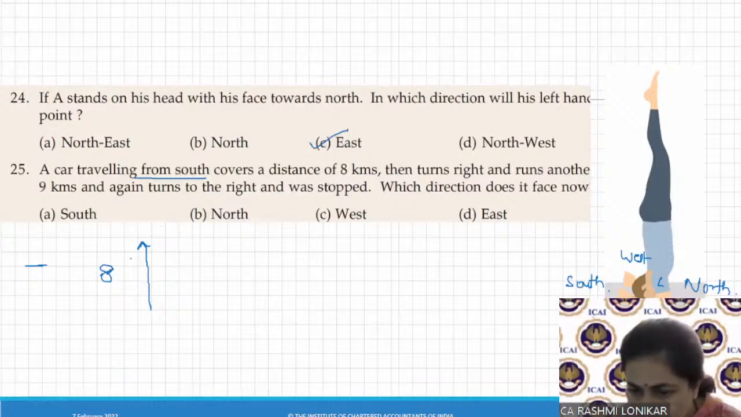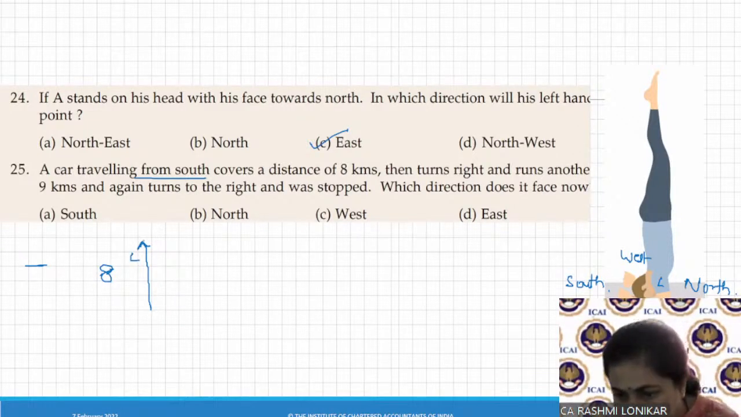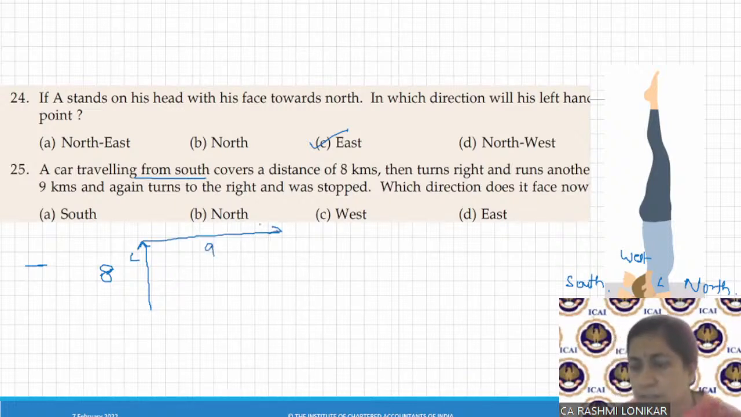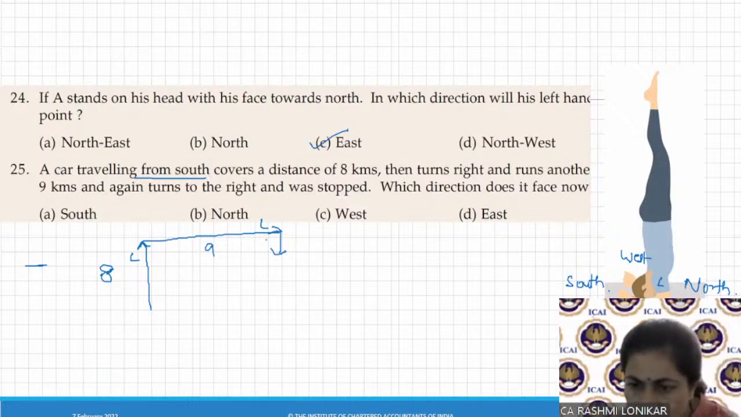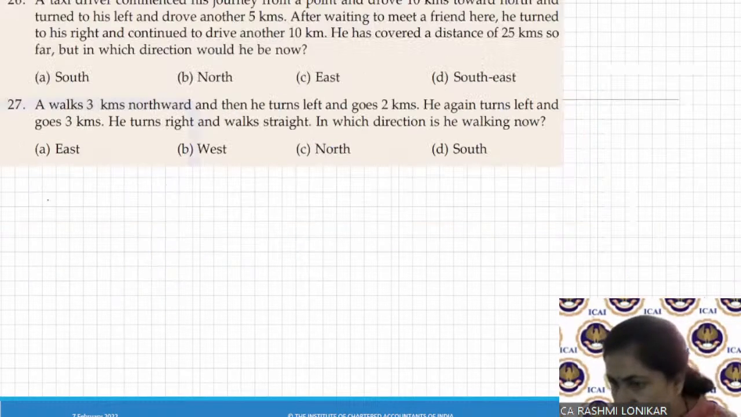Then this is his left. So then he turns right and runs another 9 kilometers. So 9 kilometers to the right. Then this is my left. Then turns right and was stopped. Which direction is he facing? Which is this direction? This is the south direction. So you can see how these questions move.